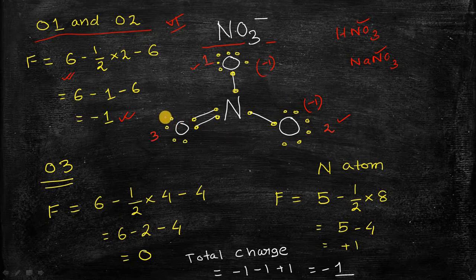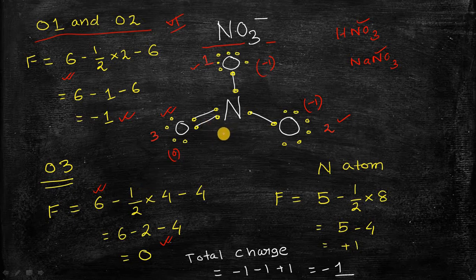Now let's take the formal charge of the third oxygen. In the case of the third oxygen, the number of valence electrons will always remain the same for an element, so this is equal to 6. There are a total of 4 bonding electrons, so the sharing will be 4 by 2, that is equal to 2, and the number of unshared electrons is equal to 4. So the final equation for the formal charge of oxygen 3 is 6 minus half into 4 minus 4, that is 6 minus 2 minus 4, that is equal to 0. So this oxygen is basically neutral; it does not contain any formal charge.